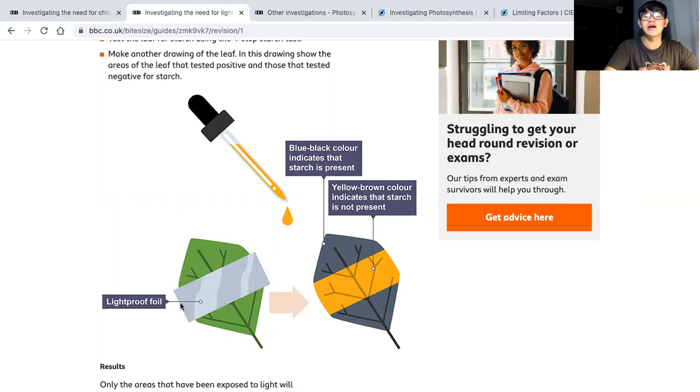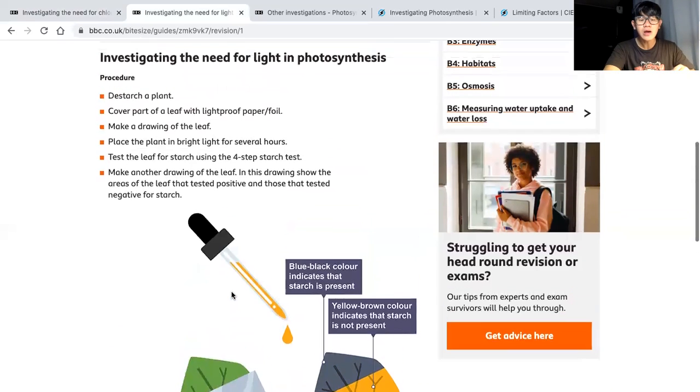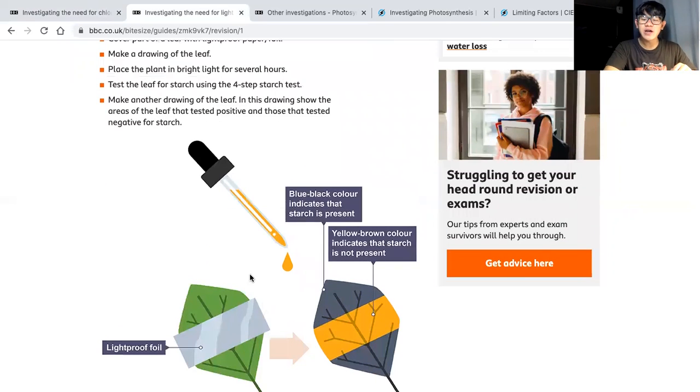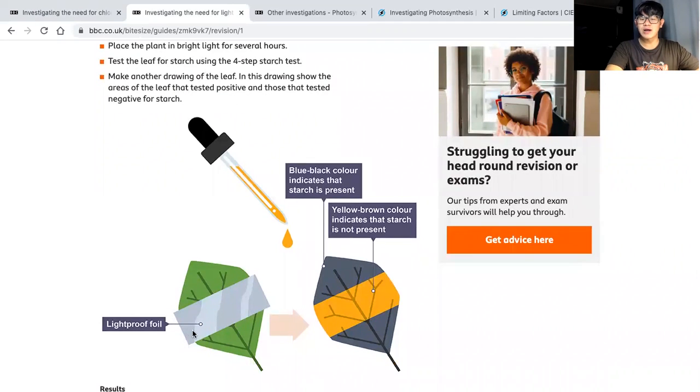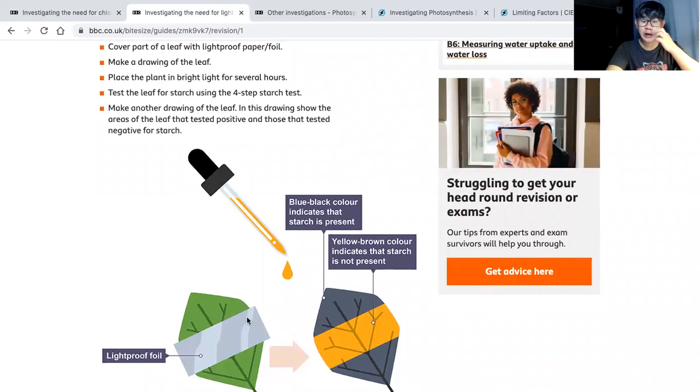Okay. So a covering strip here, any covering that is light proof, so aluminium foil, black paper, or even simple paper, whatsoever. Okay, anything so that light does not enter. Okay, so we cover them. So after we cover, then we make a drawing, so that we know where it is covered and where it is not covered. Okay, this is just for your record.